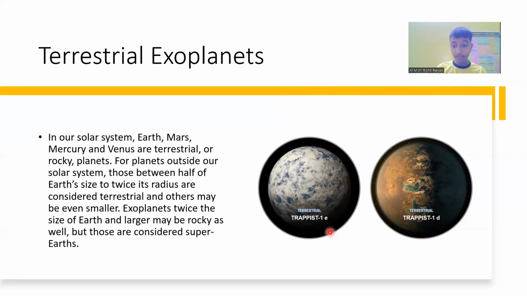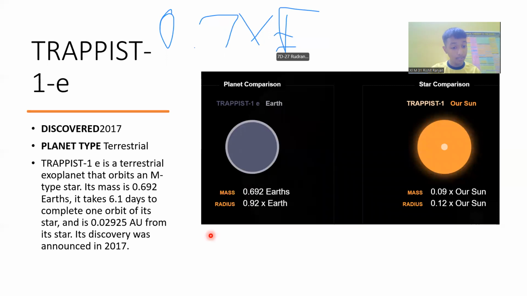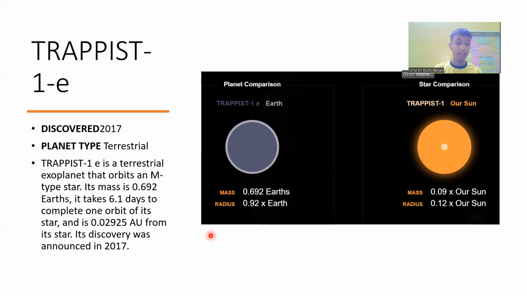Now let's see an example. We will see the example of TRAPPIST-1e. TRAPPIST-1e was discovered in the year 2017. The planet type of this is terrestrial. TRAPPIST-1e is a terrestrial exoplanet that orbits an M-type star. Its mass is 0.7 times that of Earth. Its distance from its star is 0.02925 astronomical units. Its discovery was announced in the year 2017.